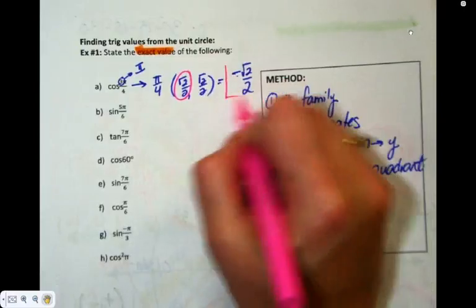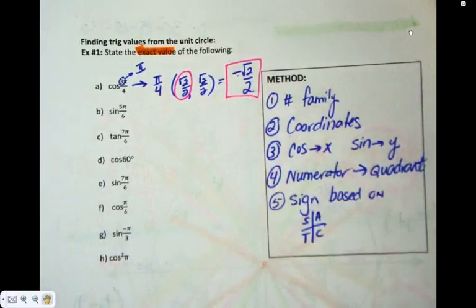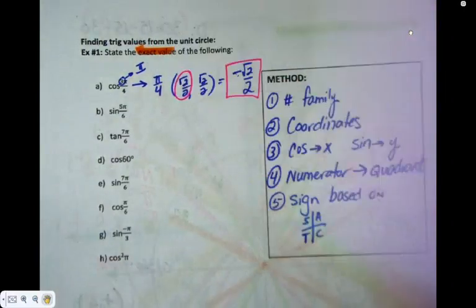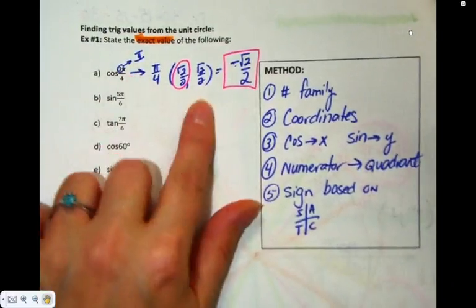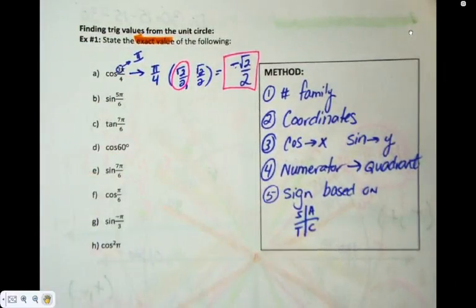That's all you would need to show. This would be either a 1-mark question or a multiple choice question. You don't need to show all this thought process. This is just what I go through in my head. You get 1 mark for negative root 2 on 2.